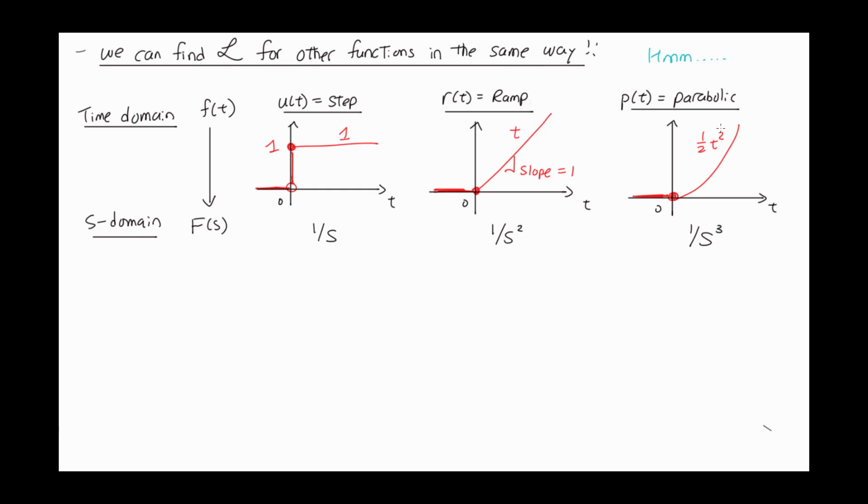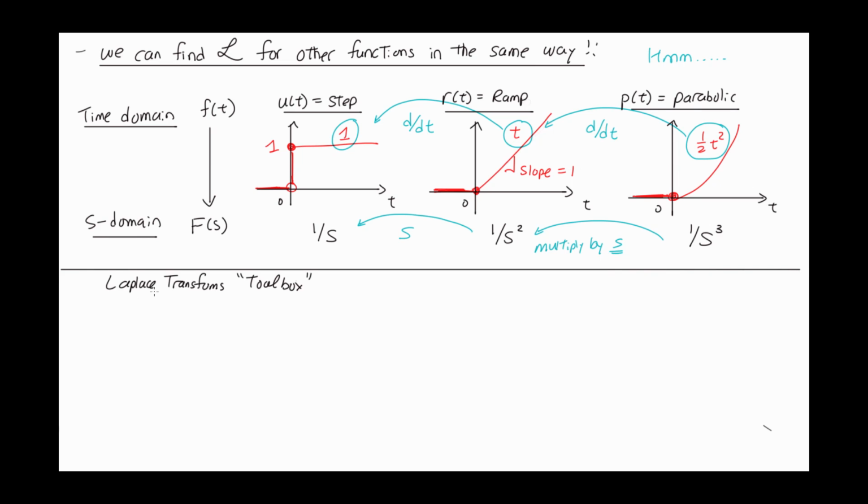There's something conspicuous here. This guy and this guy, they're just derivatives of each other, right? How about this guy? They're also derivatives. Whoa. Does that mean in the s domain, when you multiply by s, it's just the same thing as taking the derivative in the time domain? Is it that simple? And you know what? The real answer is it's 90% that simple. So let's take a look.